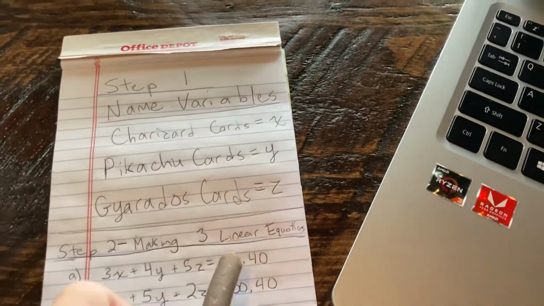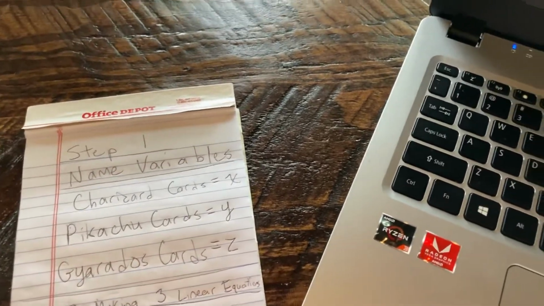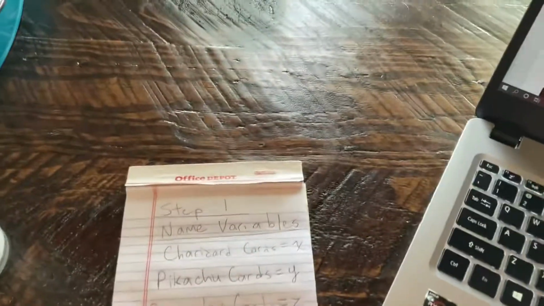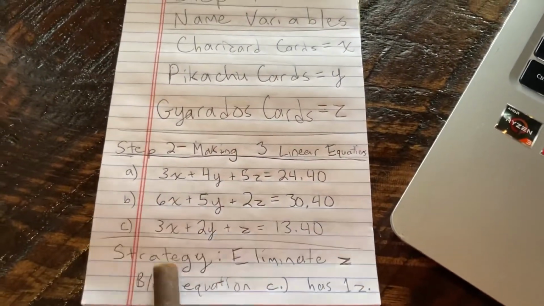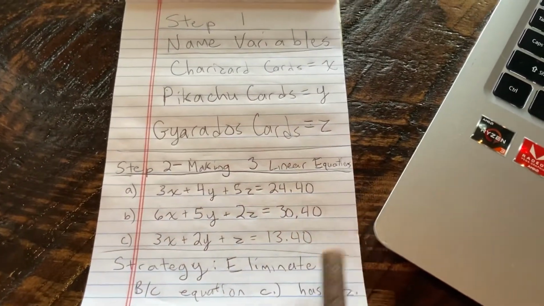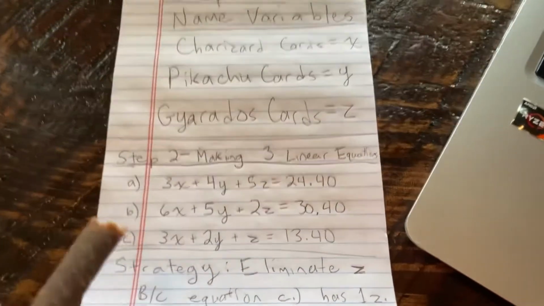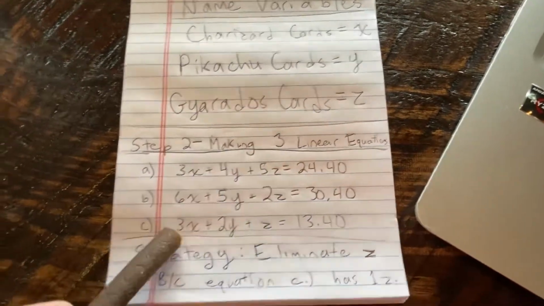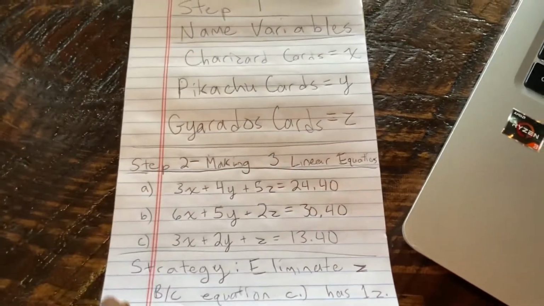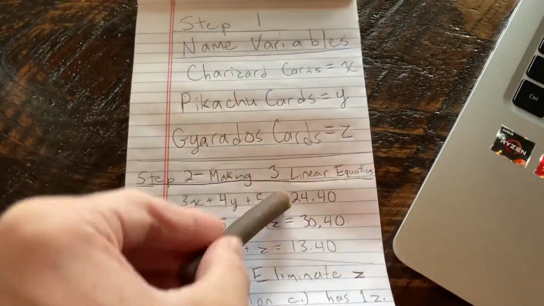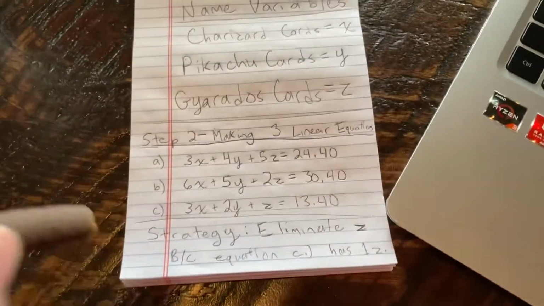Would equal $24.40, right? I know, it's very interesting stuff. So our strategy, we're going to be using elimination to eliminate z, because the equation C already has z as just itself, so it'll be easy to multiply this up to 2 and 5, right? You got that so far? So we've labeled our variables, put out 3 linear equations with 3 separate variables in each, and now we're going to use the elimination strategy, right?